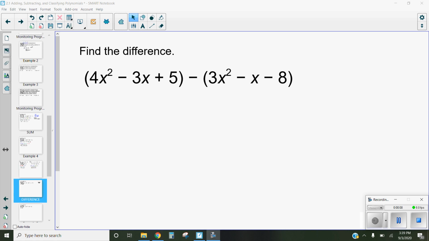In this video, we will be discussing how we subtract polynomials or find the difference between two polynomials. So in this first example, we are going to combine these.